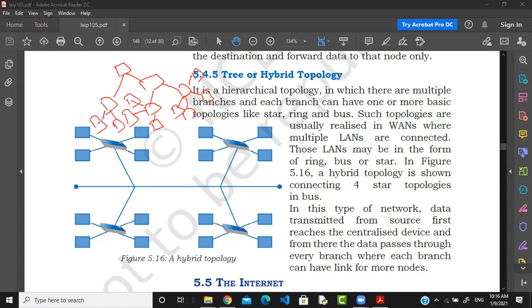Suppose this is A and this is D, and D tries to send a signal to A. So what happens? D sends to this computer, this computer sends to this computer, this passes to this, and this passes to this. That shows that the information first goes to the centralized device. So this is the centralized one. First the information reaches here, and then it tries to transfer it in a respective way to the respective computer. So that is the tree and hybrid topology.